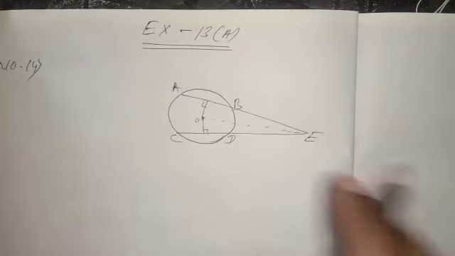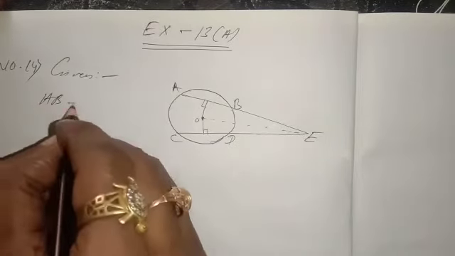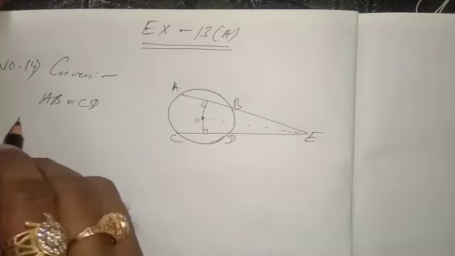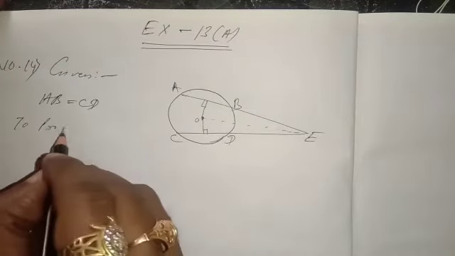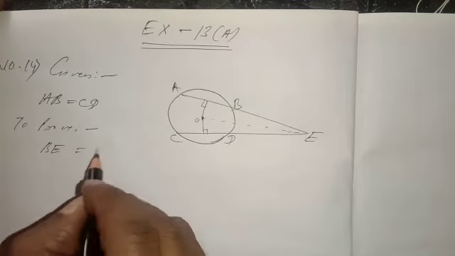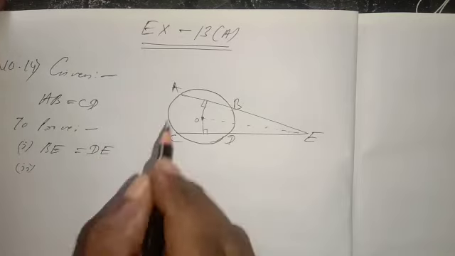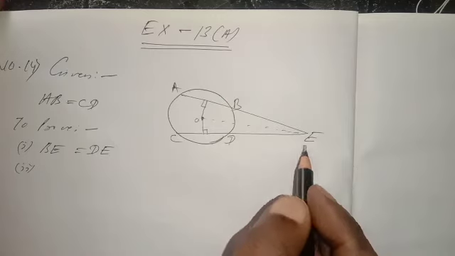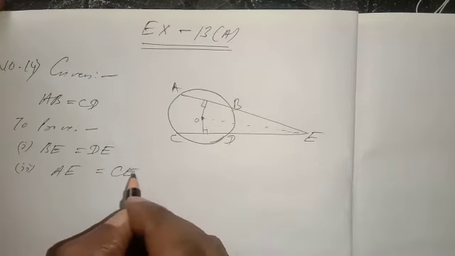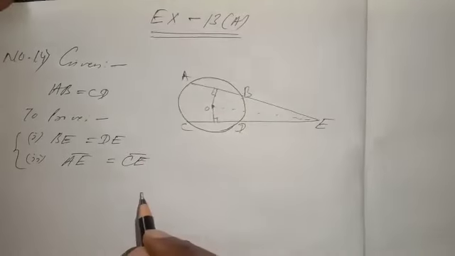So what is given here? Given AB is equal to CD, and to prove BE is equal to DE. This is the first part. The second part, you have to prove AE is equal to CE. These two things you have to prove. Now see.